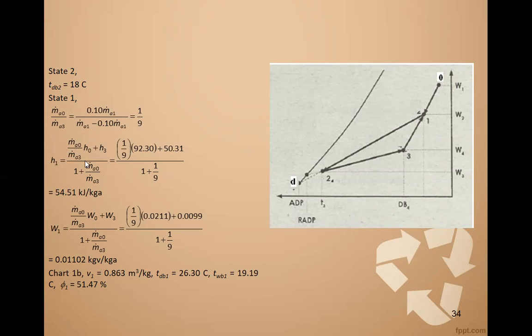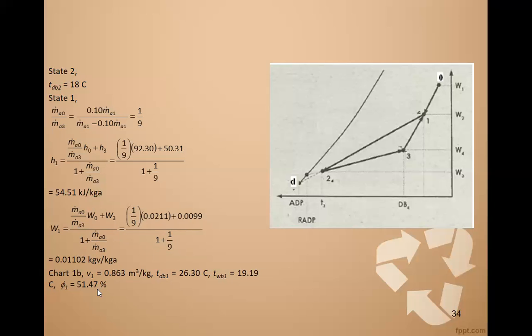So, h sub 1 is equal to M sub A O over M sub A3 times h sub O plus h sub 3, divided by 1 plus M sub A O over M sub A3, is equal to 1 over 9 times 92.3 plus 50.31 over 1 plus 1 over 9, which is 54.51 kJ per kilogram. Then W1 is equal to M sub A O over M sub A3 times W sub O plus W3 over 1 plus M sub A O over M sub A3, is equal to 1 over 9 times 0.0211 plus 0.0099 over 1 plus 1 over 9, which is 0.01102 kilogram vapor per kilogram air.